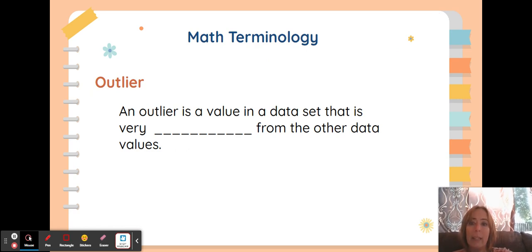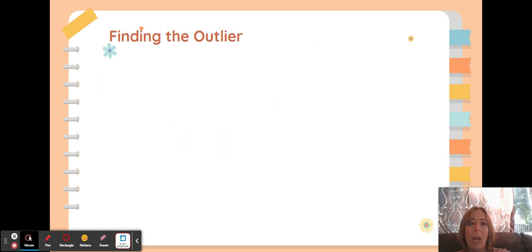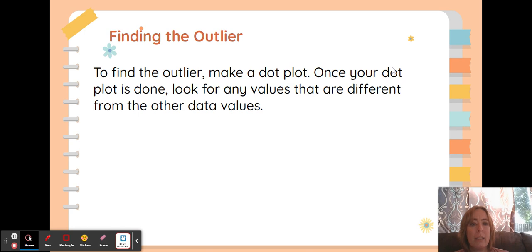This is the outlier. An outlier is the value in a data set that is very different from the other data values. Okay, it's going to be different. It may be smaller or it may be bigger. How do we find the outlier? Well, to find the outlier, make a dot plot. Once your dot plot is done, look for any values that are different from the other data values.